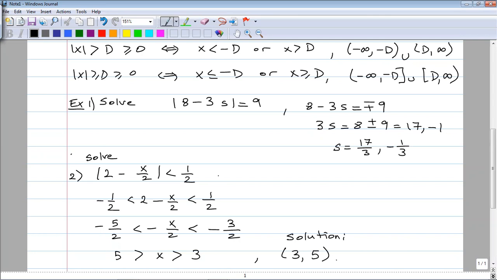Same warning about when you're writing an interval. The starting point of your interval must be a number less than the end point, always. Okay, so we don't write 5, 3 as an interval.